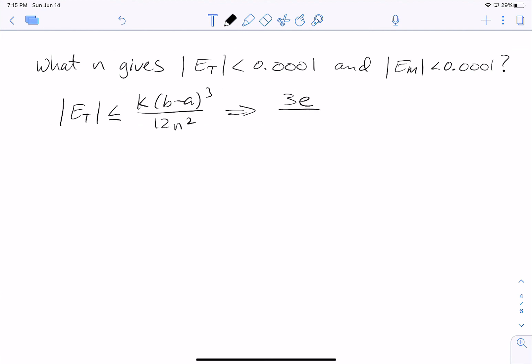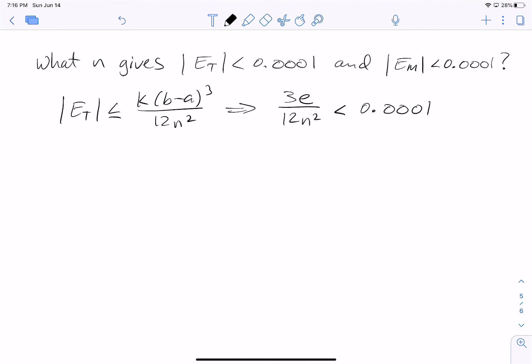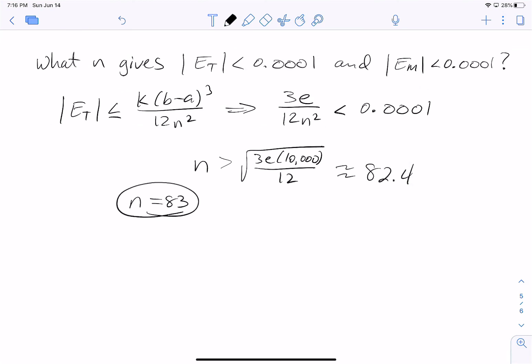b minus a is 1. So over 12n squared is less than 0.0001. Isolating n in this inequality is going to give us that n is greater than the square root of 3e times 10,000 divided by 12, and that's approximately 82.4. Now, we might think round down, it's 82.4. The answer is 82. No, we need n to be greater than 82.4. We want to guarantee that we have the desired accuracy. So for e sub t, we'd say that n is equal to 83. We need 83 subintervals to be accurate to within 1/10,000th.